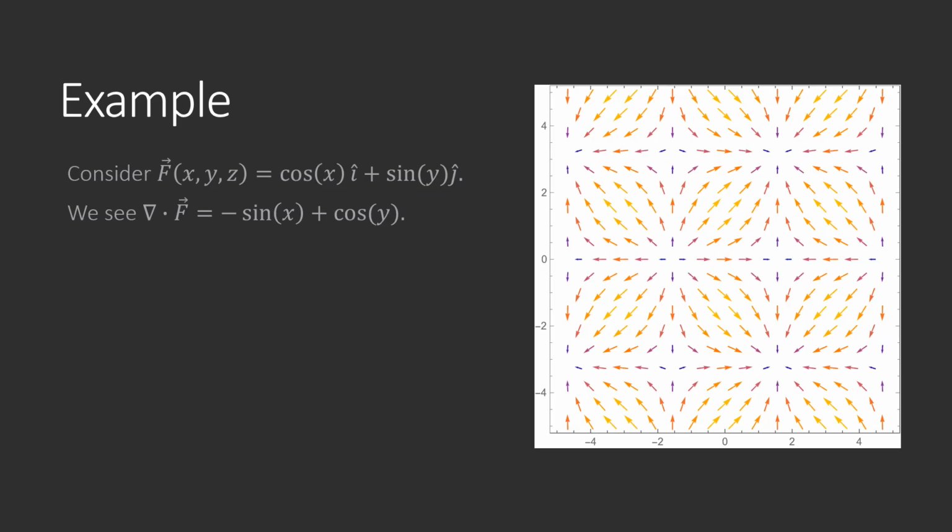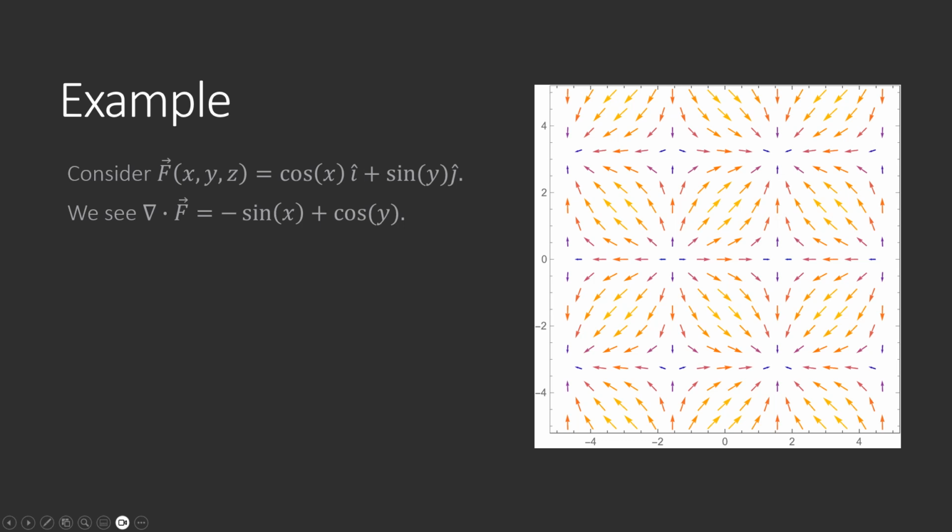So now this is a little bit more complicated vector field. So you have cosine x i plus sine y j. So if we take the divergence, if we look at this, we can see it's spreading out in some places, but it's also contracting in some places. So like from here, it's spreading away, but from here, it's all being sucked in.